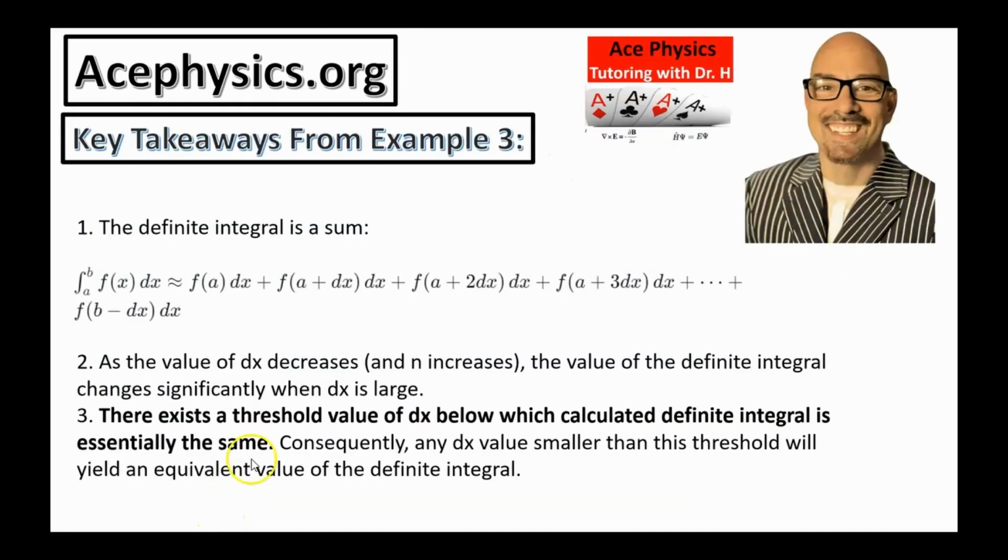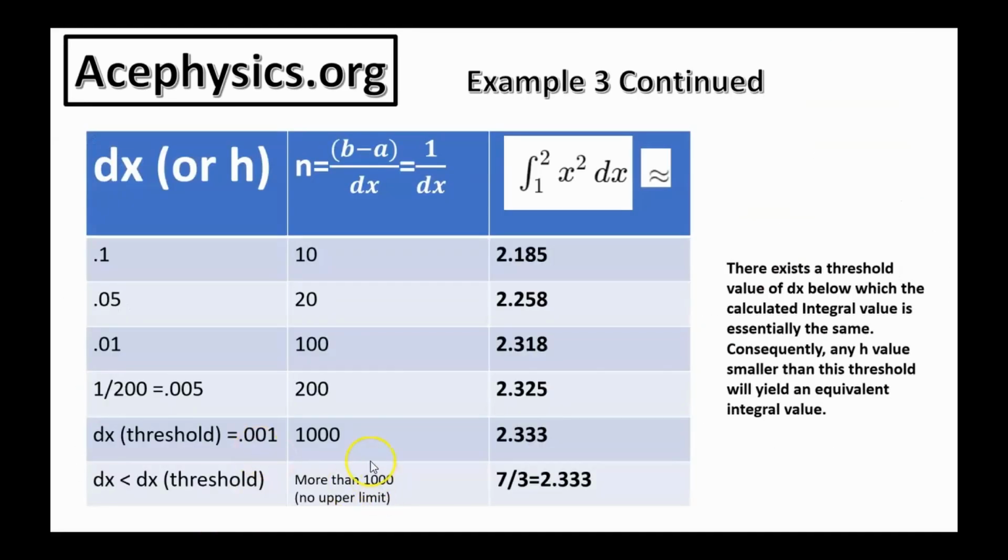So any sum with more terms than 1,000 will give you the same answer for the definite integral. There exists a threshold value of dx below which the calculated integral value is essentially the same. Consequently, any h value smaller than this threshold will yield an equivalent integral value.